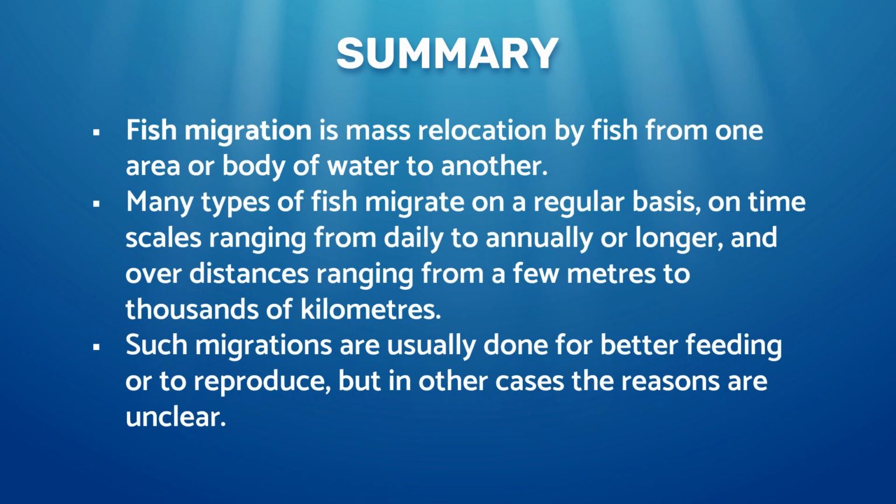To summarize this topic, fish migration is mass relocation by fish from one area or body of water to another. Many types of fish migrate on a regular basis on time scales ranging from daily to annually or longer, and over distances ranging from a few meters to thousands of kilometers. Such migrations are usually done for better feeding or to reproduce, but in other cases, the reasons are unclear.